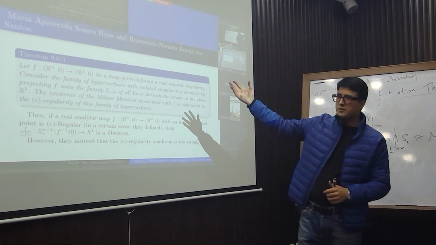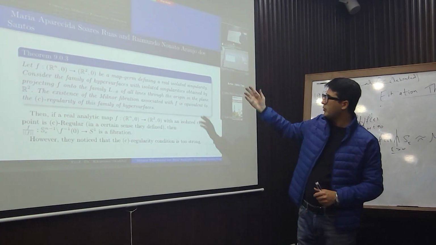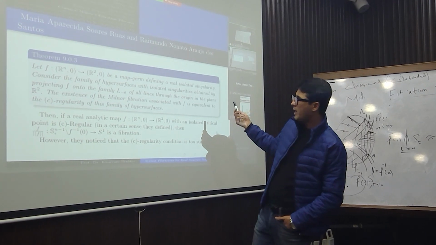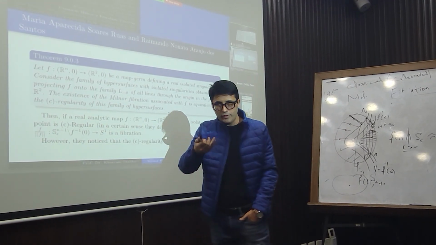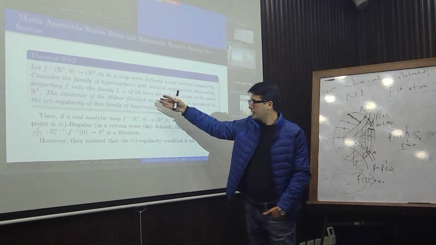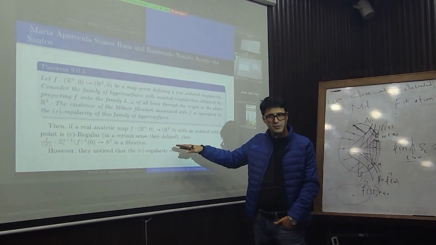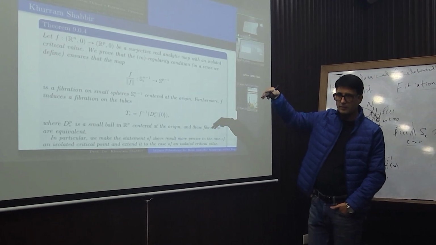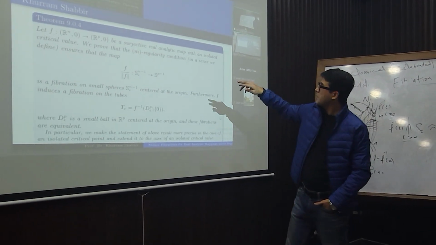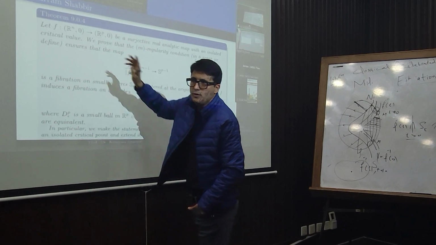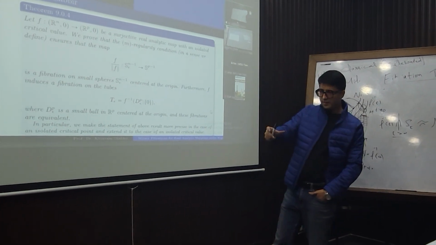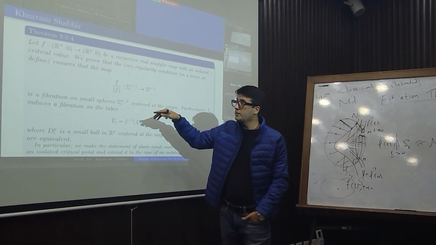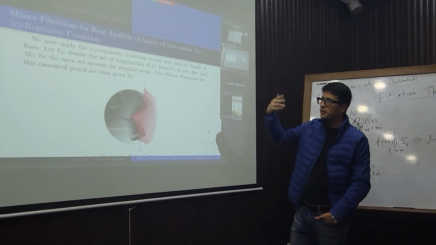And these are the results by different authors. They considered this map with isolated singularity, and of course they defined their regularity, and then they showed that there is a Milnor fibration. Then next, this is our result. We generalize Maria's result to the case of isolated critical value. We extended that result, and of course we have defined our regularity condition here.